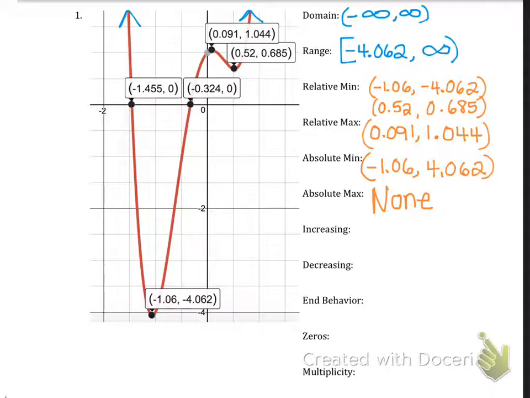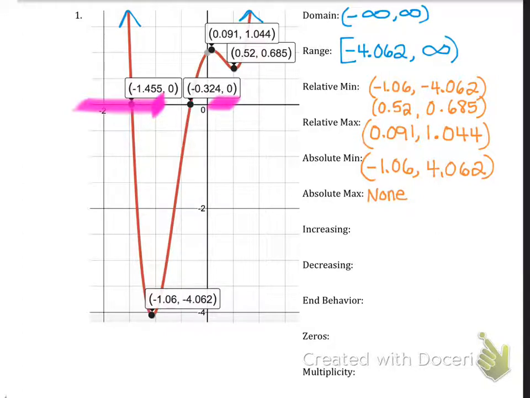Okay, so increasing and decreasing intervals are a little tough. So you read it left to right. Now I'm going to highlight the x-axis because I want it in terms of x. That's how we write intervals, only in terms of x. So at this point right here, everything to the left, so coming this way, it decreases, okay? Then it increases, then it decreases again right here, and then it increases.